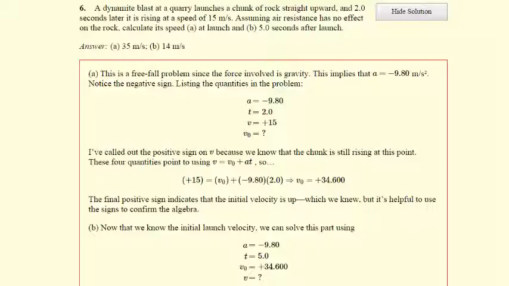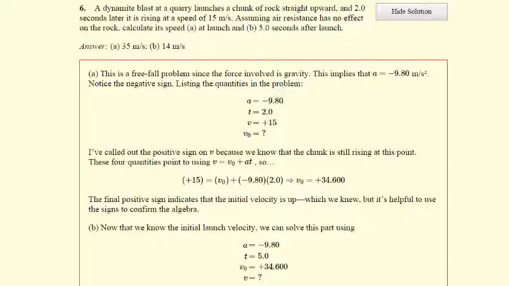I guess we'll do this: 9.8 times 2. Did I do this right? I get 34.6 meters per second. That's the right answer. All right, got lucky. That's part A. Part B. What is it?